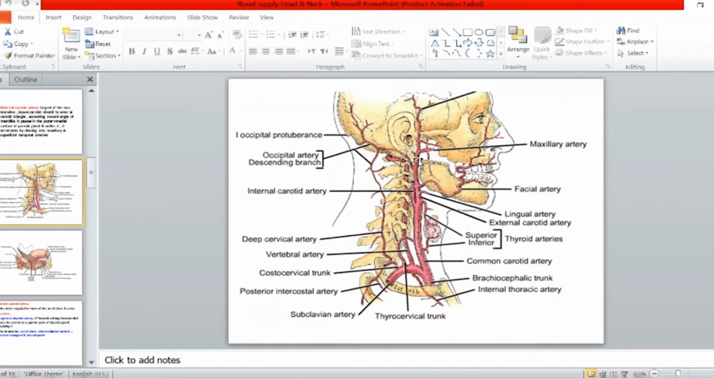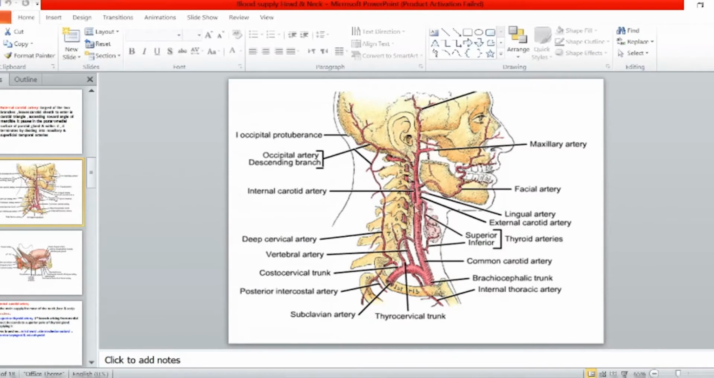Now then, the external carotid artery gives rise, before it enters into the parotid gland, to another branch from this posterior aspect, which is the posterior auricular artery. We have studied this with the auricle. The posterior auricular artery, from its name, passes behind the auricle of the external ear, supplying the auricle and the skin of the scalp again over the temple.